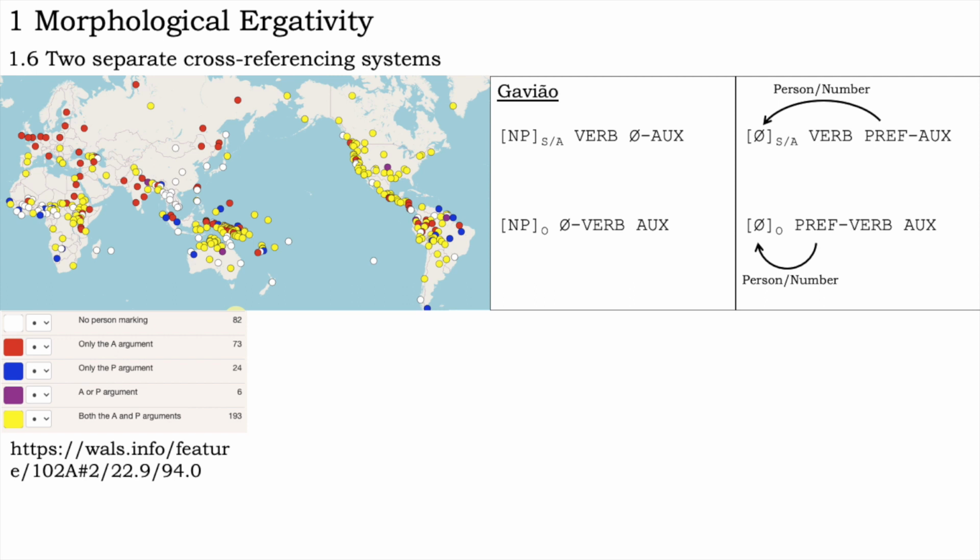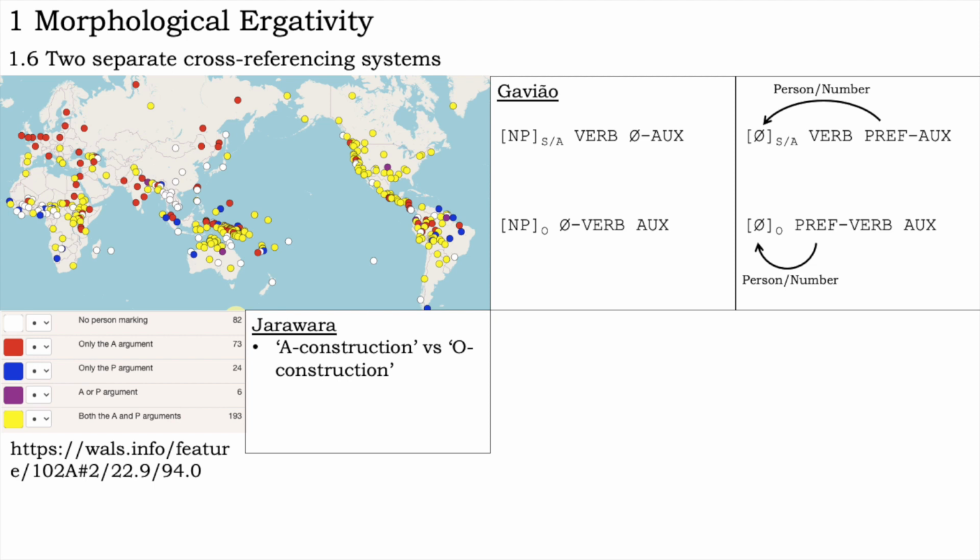Thus, a Gavião clause contains two agreement markers. One on the auxiliary agrees with S or A, while the other on the verb agrees with S or O. Interestingly, both sets of agreement prefixes have almost exactly the same form, despite the fact that they mark separate sets of arguments. In Jarawara, there are two types of transitive construction. The A construction, used where the A argument continues an established topic, and the O construction, used where the O argument continues an established topic.